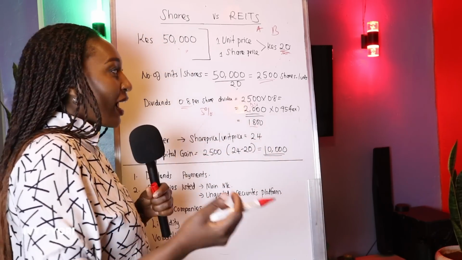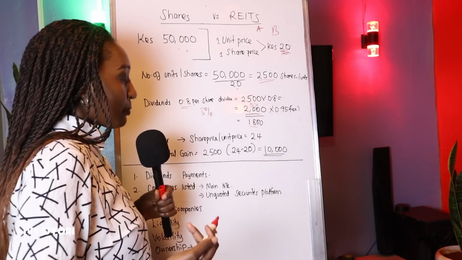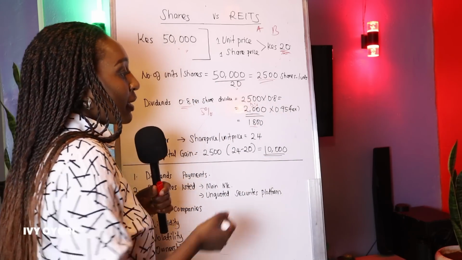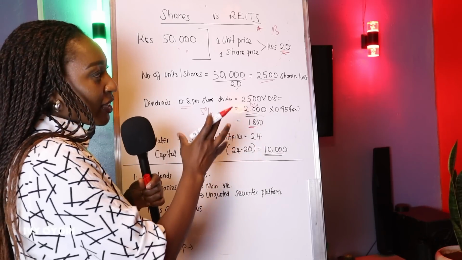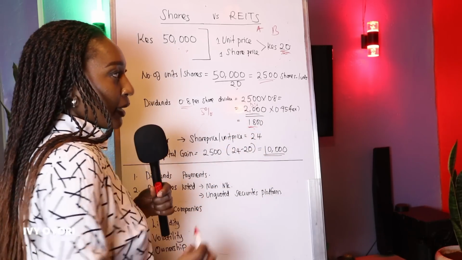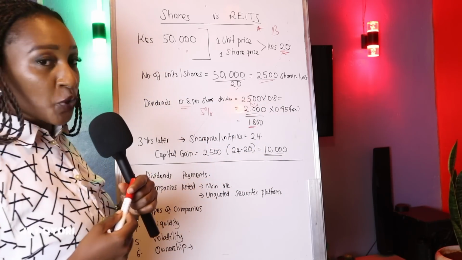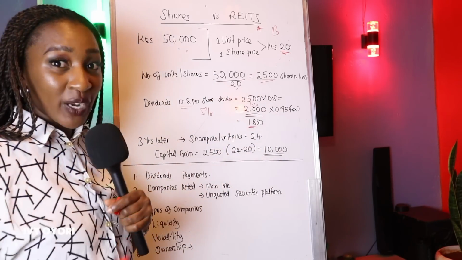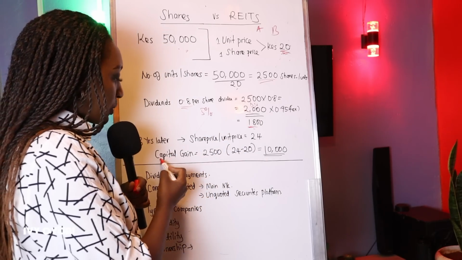Assuming that I had bought units in this real estate investment trust company, I'm also going to make 1,800 shillings. You can see that they work in a similar way in terms of the dividend payouts, in terms of you buying shares or you buying units. The other way that you can make money from both of them that is quite similar is in terms of capital gain.